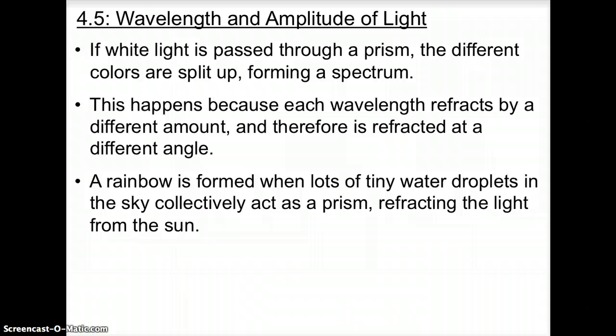When we see a rainbow in the sky, the same thing is happening, and all the tiny little water droplets in the sky are acting collectively as the prism. So they refract the light, producing the different colors which then pass to our eyes, causing us to see the rainbow.